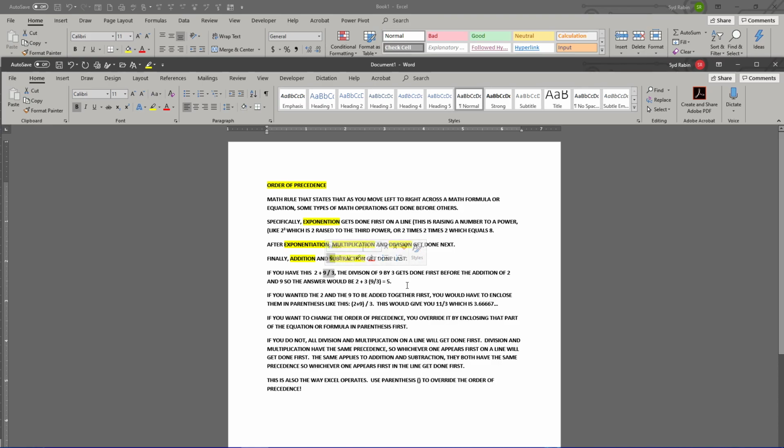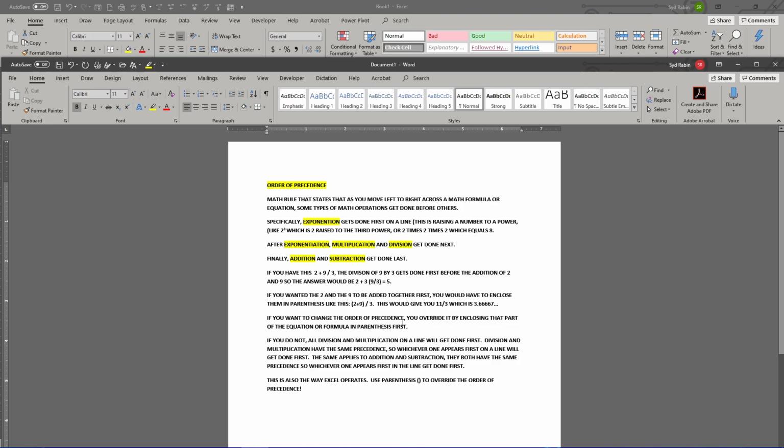If you wanted to add up the 2 and the 9 together first, and then divide that by 3, you have to change the order of precedence by adding parentheses around the things you want to do first. So if you wanted the 2 and the 9 to be added together first, you would have to enclose them in parentheses like this: (2 plus 9) divided by 3. This would give you 11 divided by 3, which is, I believe, 3.66667.